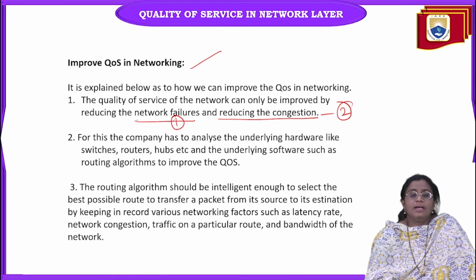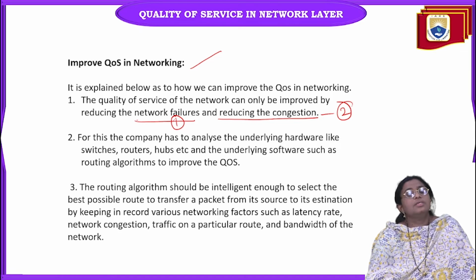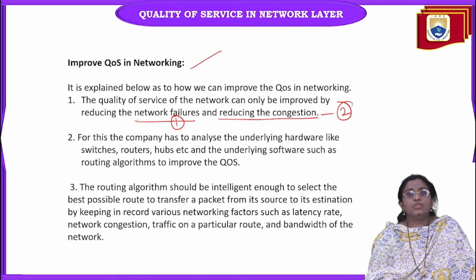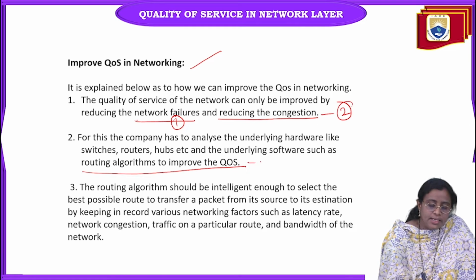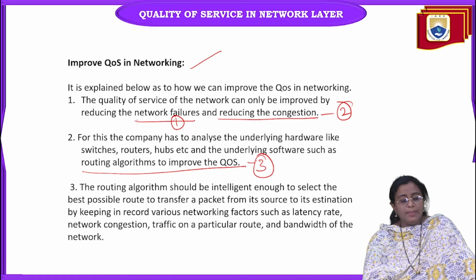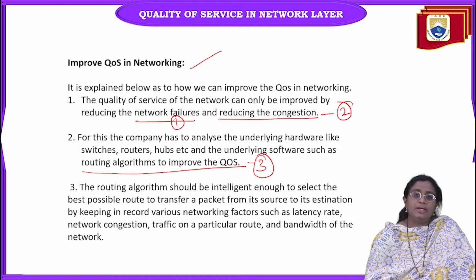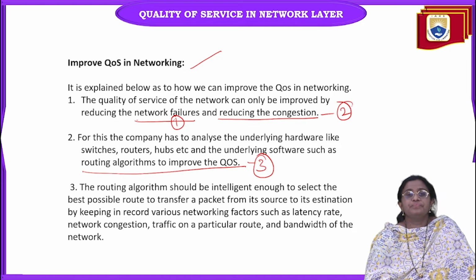For this, the company has to analyze the underlying hardware like switches, routers, hubs, etc., and the underlying software such as routing algorithms to improve the QoS. And this is the third technique we can explore to improve the QoS in networking: the routing algorithms, which should be determined, created or developed to improve the QoS.